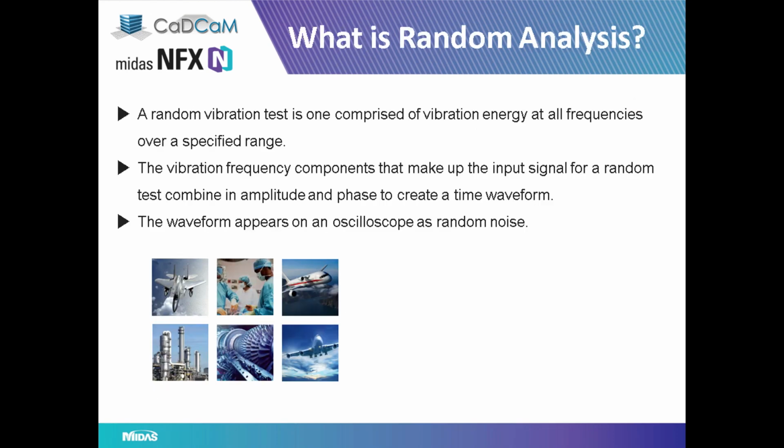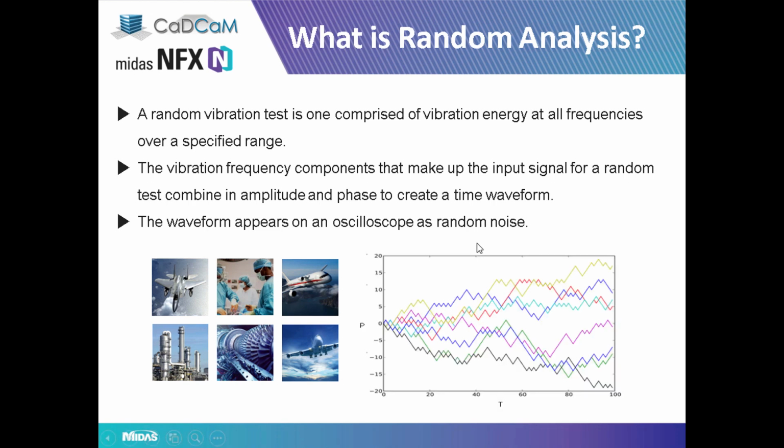So, what is random analysis? Random vibration test is one that comprises vibration energy for all the frequencies over a specified range. The random frequency components that make up the input signal for a random test combine in amplitude and phase to create a time waveform. The waveform appears on the oscilloscope as random noise while we measure it. So random is a combination and consolidation, of course, of many, and maybe infinite, sine waves.